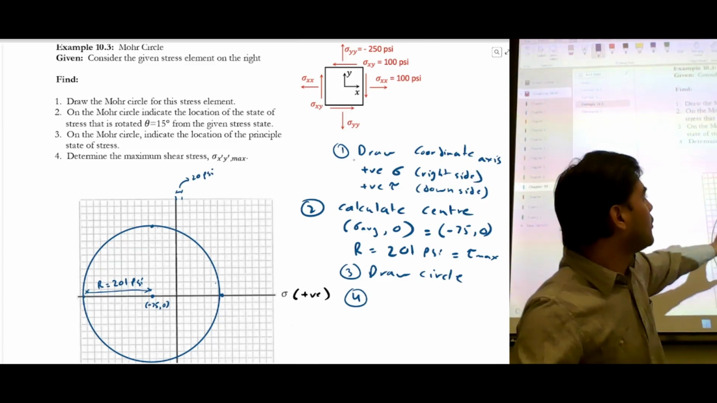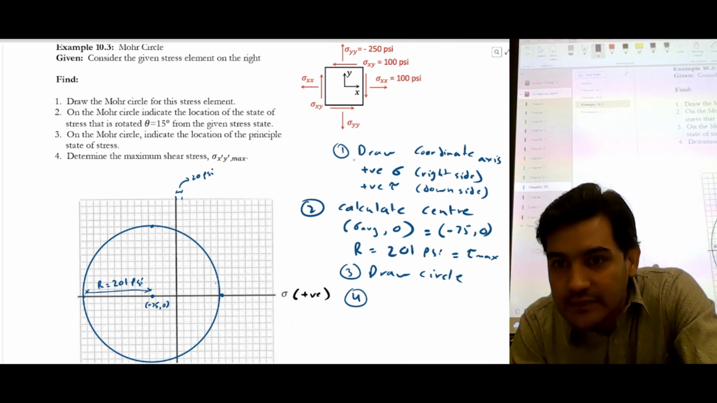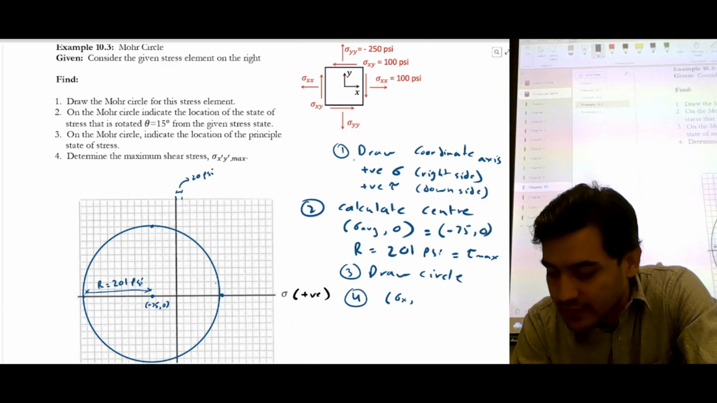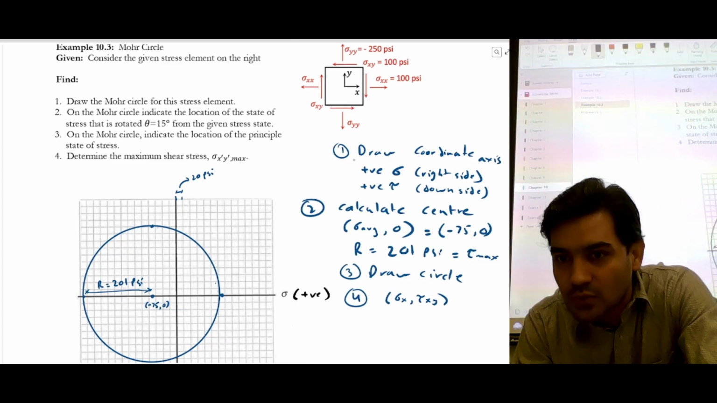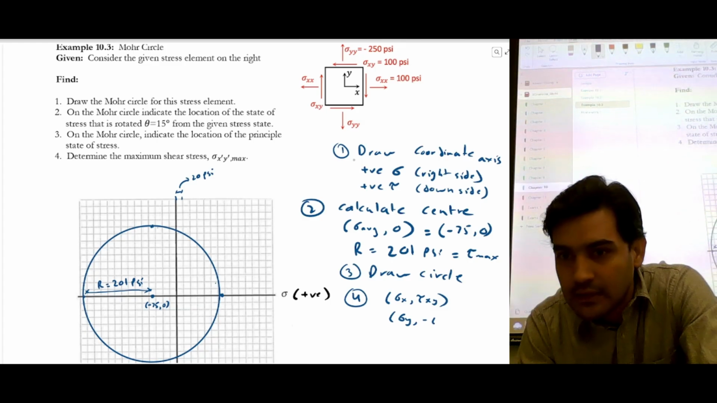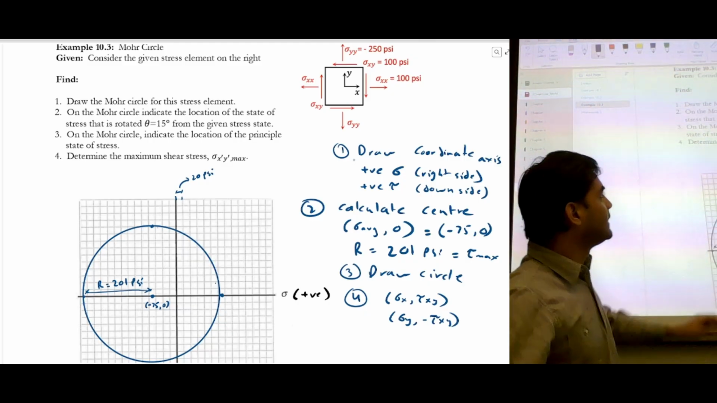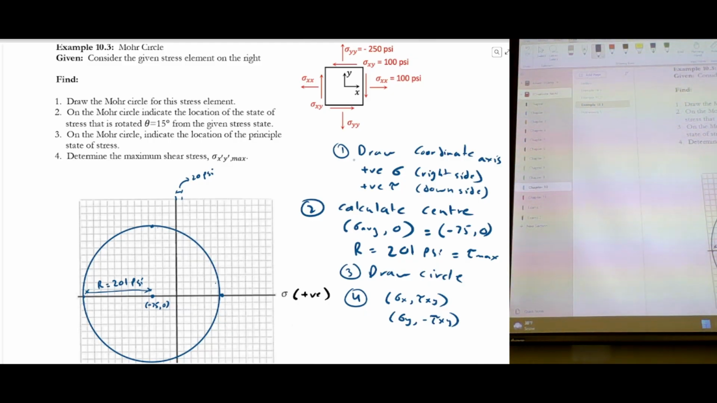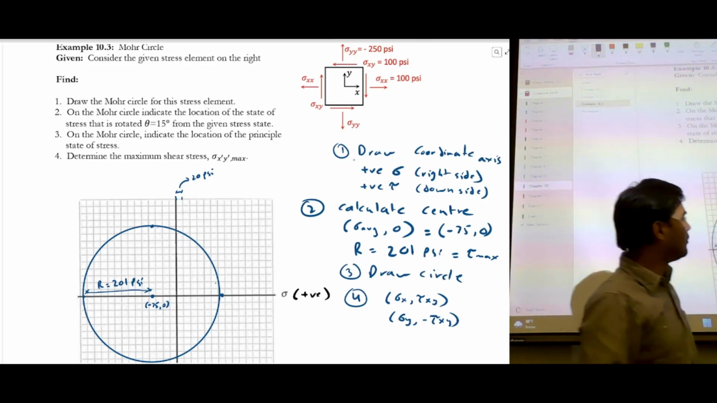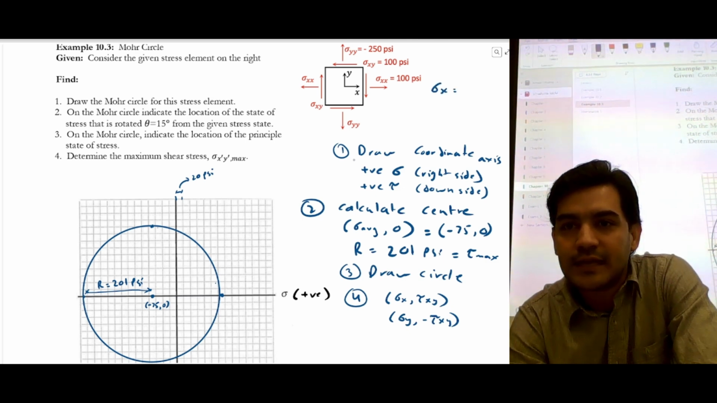So whenever we have to plot a stress element on a Mohr circle, we're going to use x-axis and y-axis like this. Stress x and tau xy is going to be 1 point, and stress y and negative tau xy is going to be another point. So we can transform the stress element into these two coordinates or points, and we can plot them onto the circle.